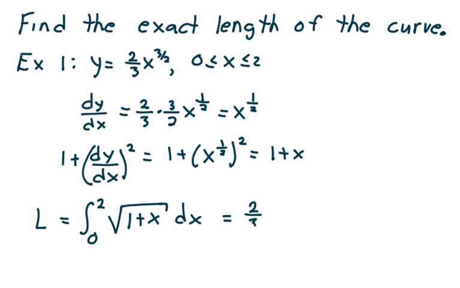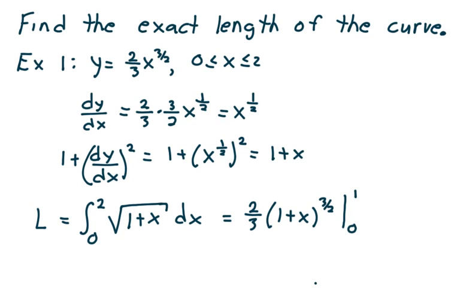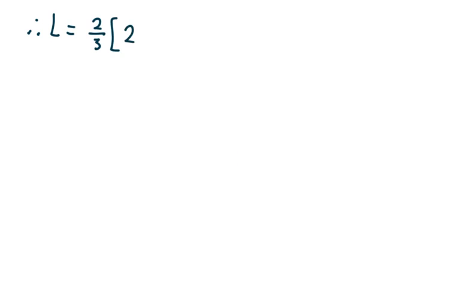But that's 2/3 times 1 plus x to the 3/2, and I'm going to evaluate from 0 to 2. And so, therefore, L is 2/3 of... Now, when I plug the 2 in, I get 3 to the 3/2. When I plug 0 in, I get 1. So I'm just going to subtract 1. And so this is 2/3 times 2 square root of 2 minus 1. And that's how you do example 1.